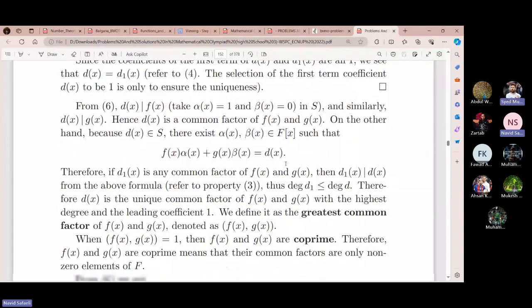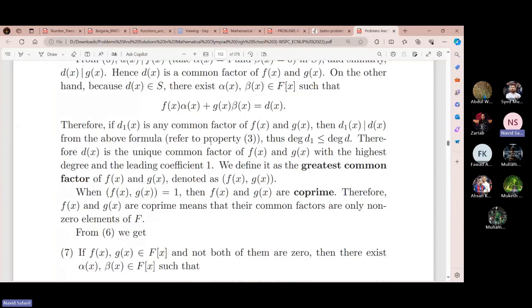Therefore, if D1 is any common factor of F and G, D1 divides D. So the degree of D1 is less than or equal to the degree of D. Therefore, D of X is the unique common factor of F and G with the highest degree. We define it as the greatest common factor of F and G and write it as this. Is it okay?